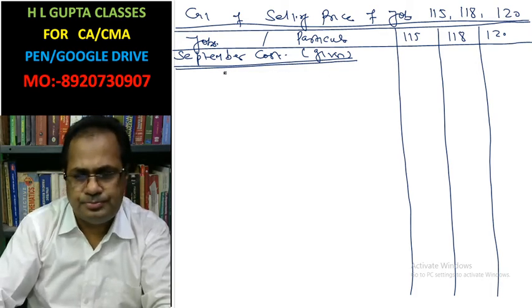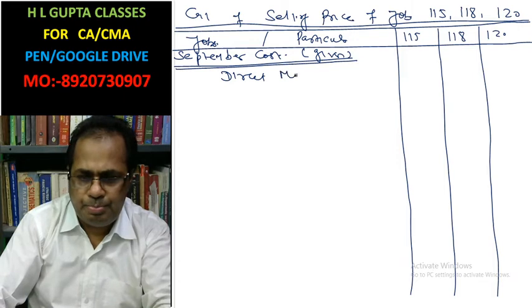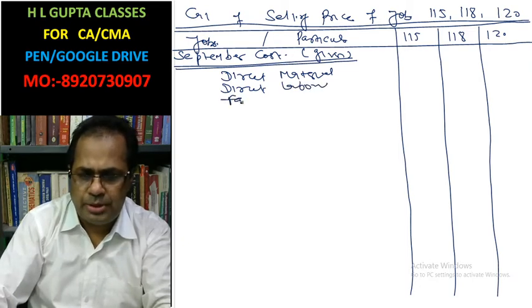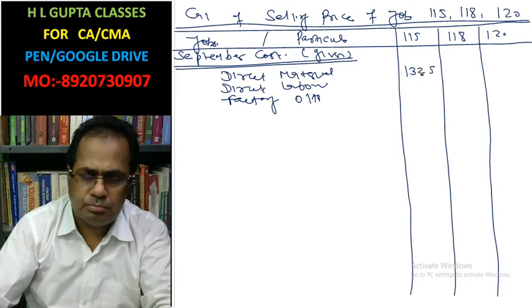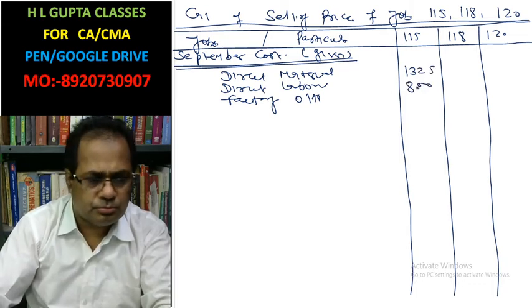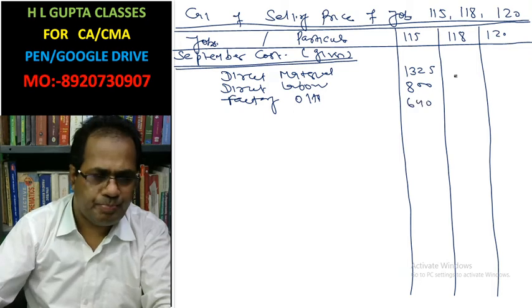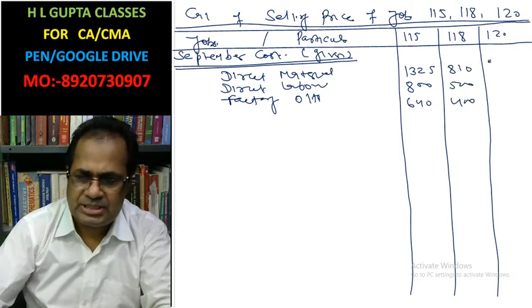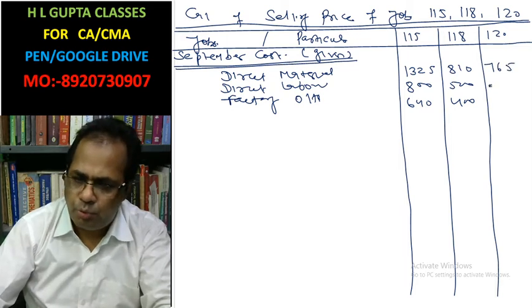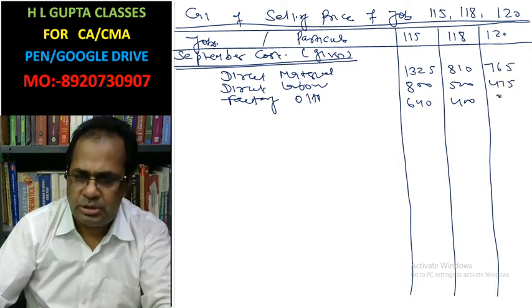Direct material, direct labor, factory overhead. 1325, 800, 640. 810, 500, 400. 765, 475, 380.